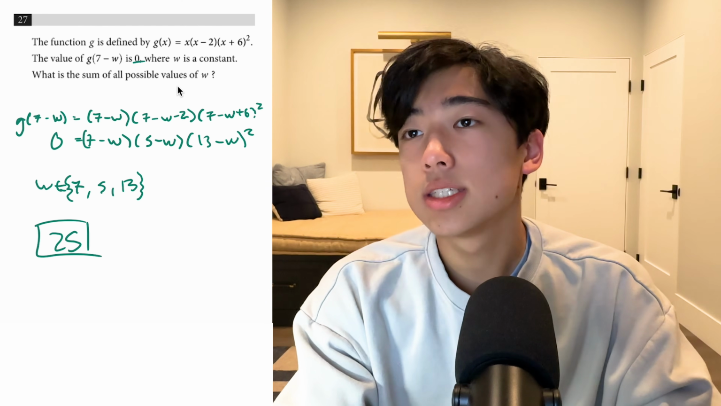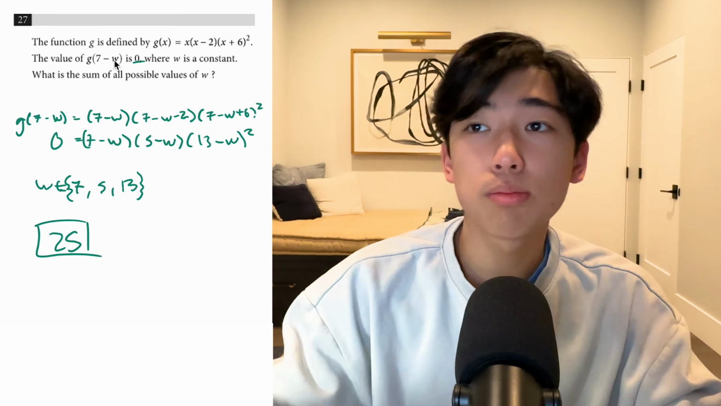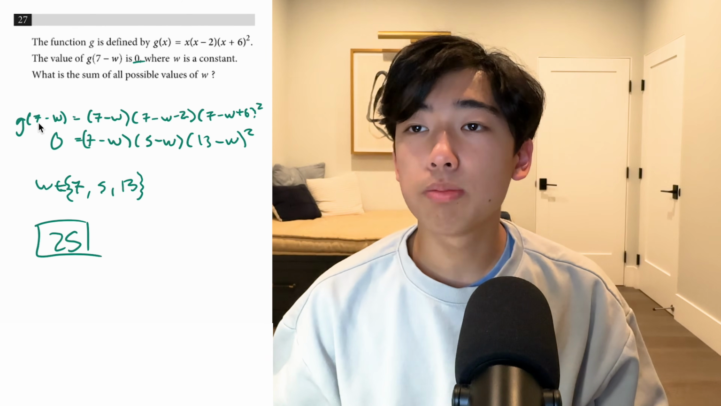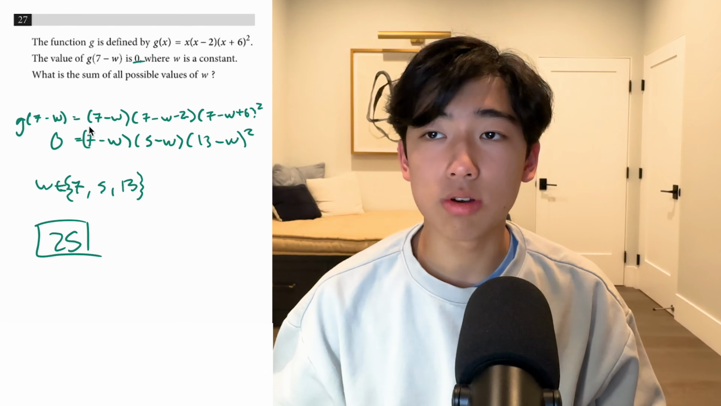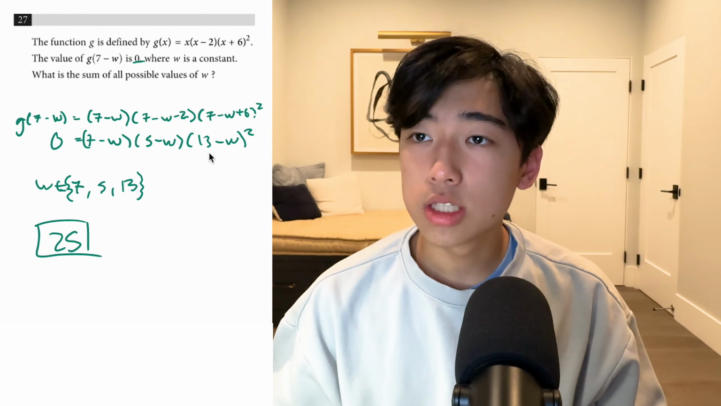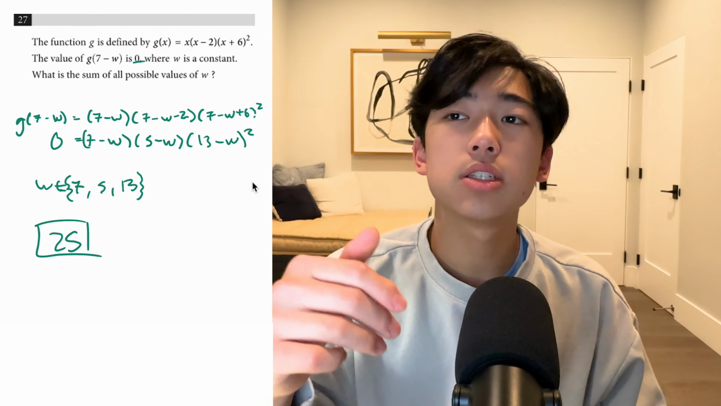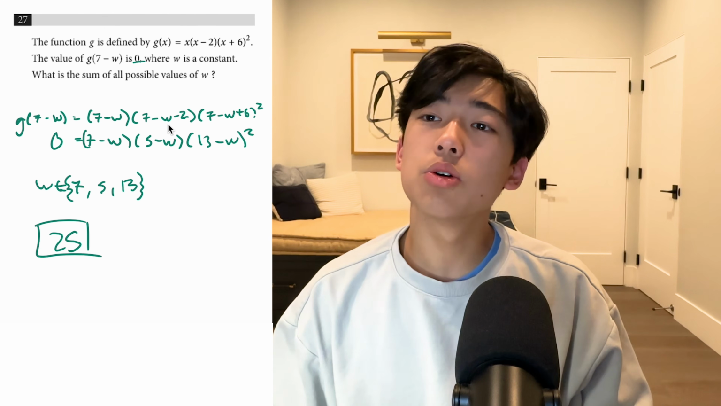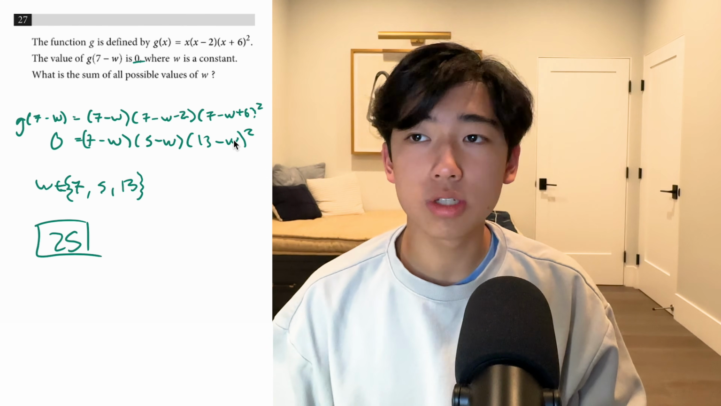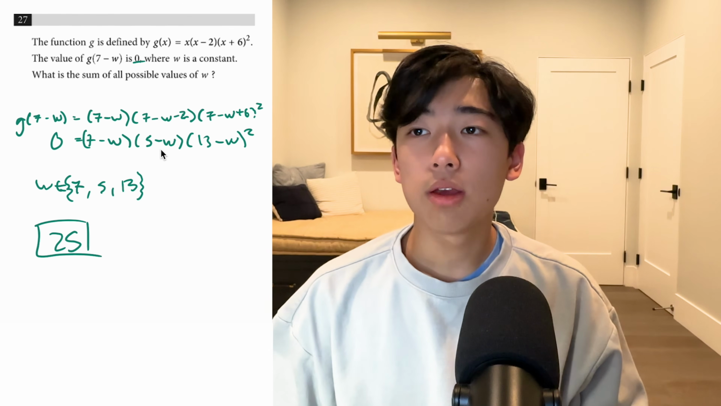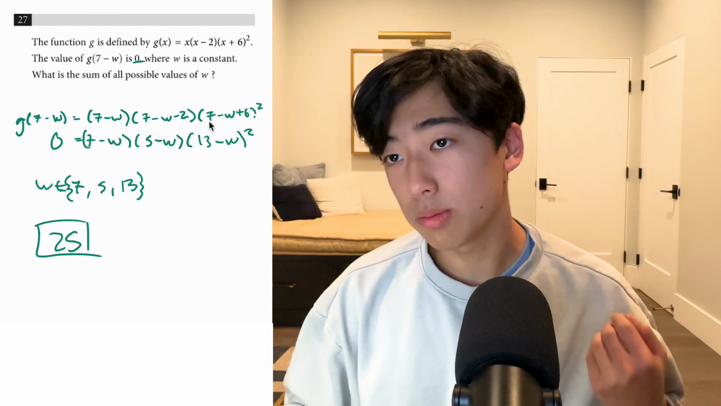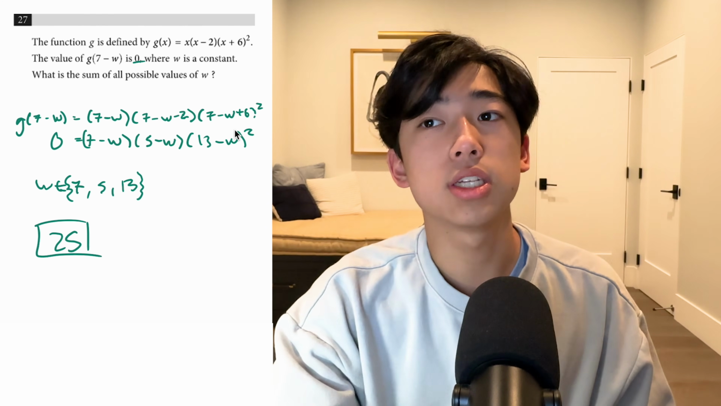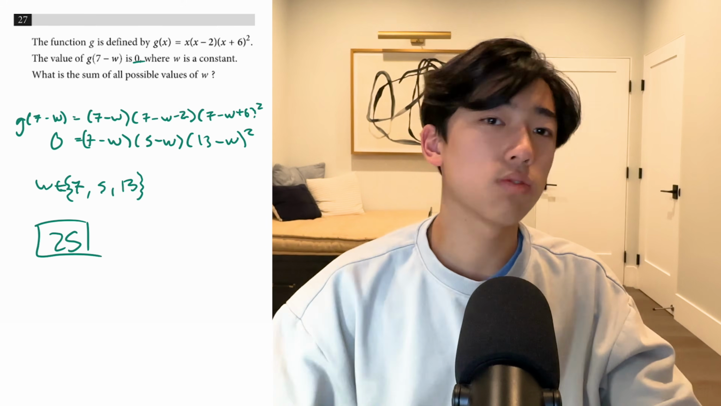This one is relatively much simpler. We know that g(7) minus w equals 0. So if we plug in g(7) minus w, which is 0, into x, we get this equation. And we want to find where w is a solution of the equation, so it has to be equal to 0. When w is 7, for example, it will be 0 times something, which would make it 0. When w is 5, it would also be 0. And when w is 13, the entire right side would be 0, which means those 3 are the solutions, and it's asking for the sum. So we can just add it up, and that's 25.